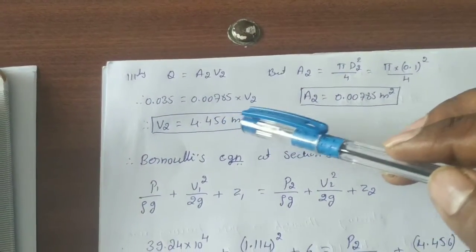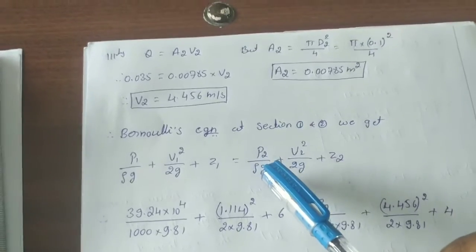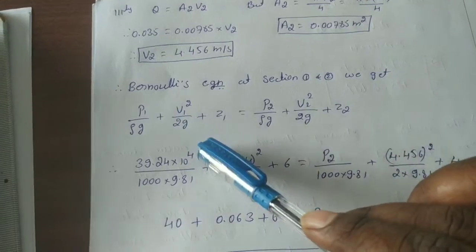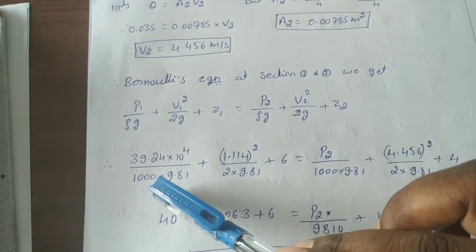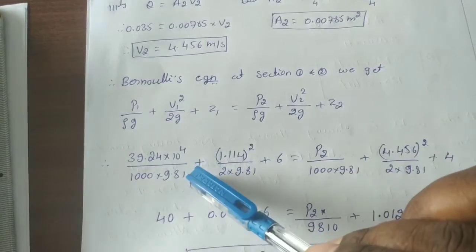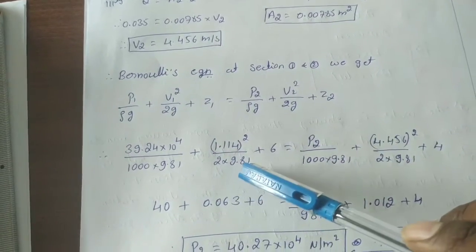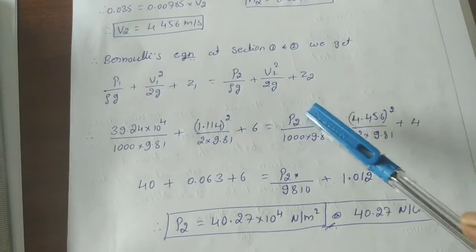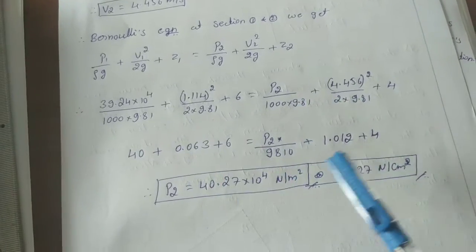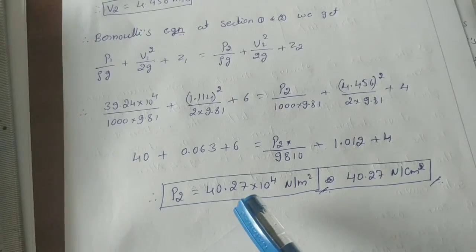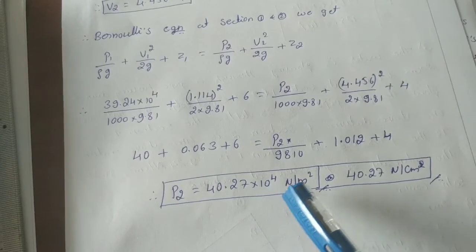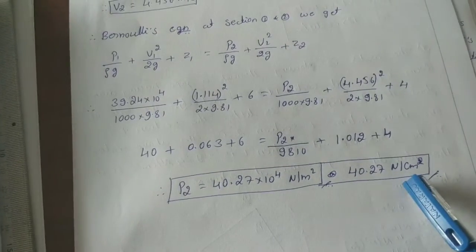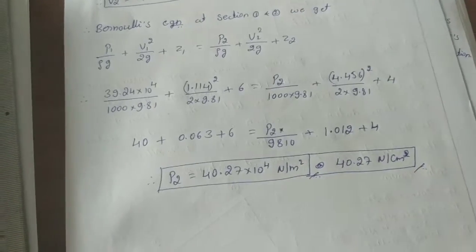Now put the V1 and V2 values in equation number 1, the Bernoulli equation, and you get the answer. P1 is already given, rho is 1000 for water, g is 9.81, then the V1 value, 2 into g, and Z1 is the given value. Substitute all these and identify P2. After simplification, P2 is equal to 40.27 into 10 to the power 4 Newton per meter square, also called 40.27 Newton per centimeter square. This is the answer for the problem.